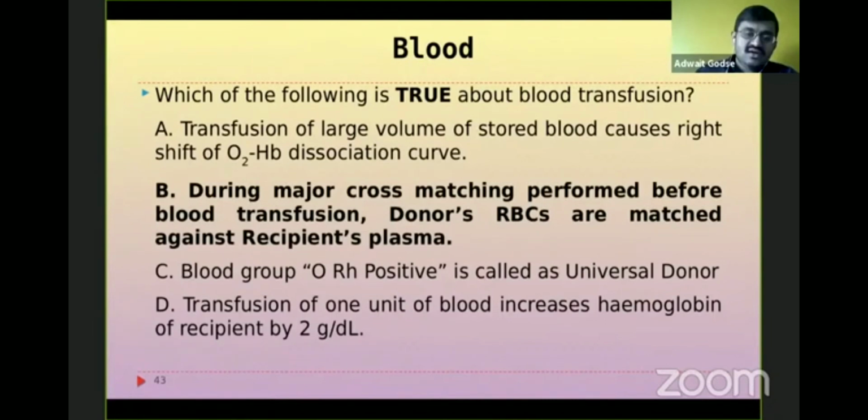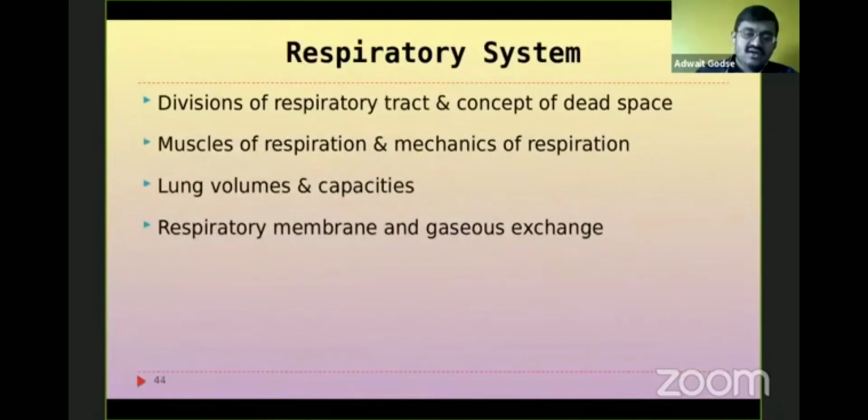So please prepare that. Blood group O Rh positive is not the universal donor. Blood group O Rh negative is the universal donor. And transfusion of 1 unit of blood increases hemoglobin by 0.8 to 1 gram per deciliter. So it increases by 0.8 to 1 gram percentage. A single unit of blood, a single bag of blood, if given to a person, will increase hemoglobin by 0.8 to 1 gram percentage. Is this clear?